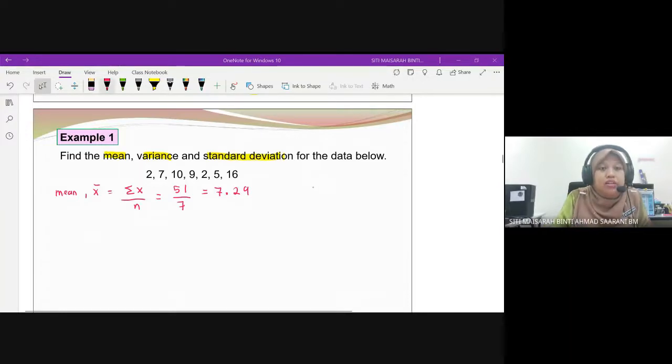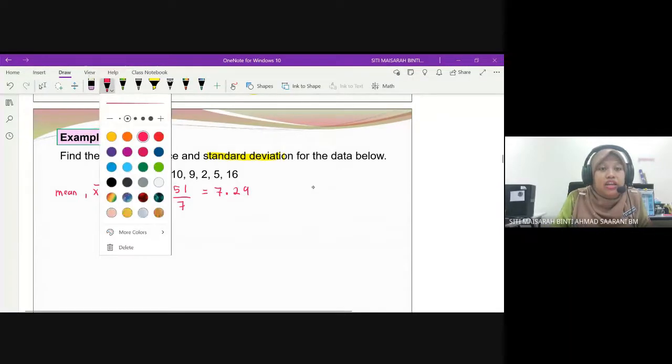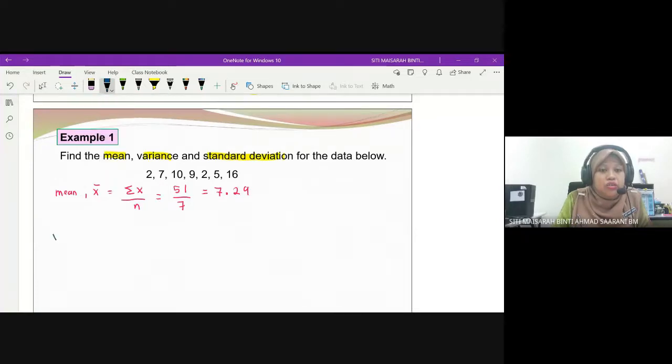Okay, then we are going to find the variance. The formula for variance for ungrouped data. This is ungrouped data. Don't recognise it yet? This is supposed to be ungrouped data.